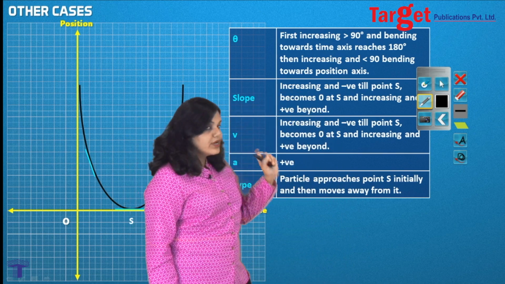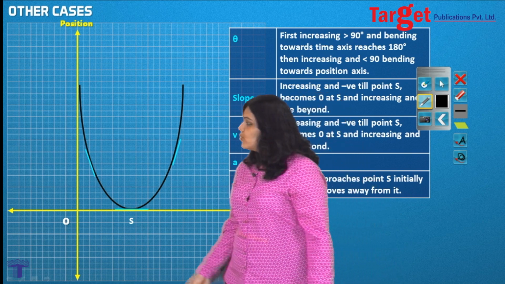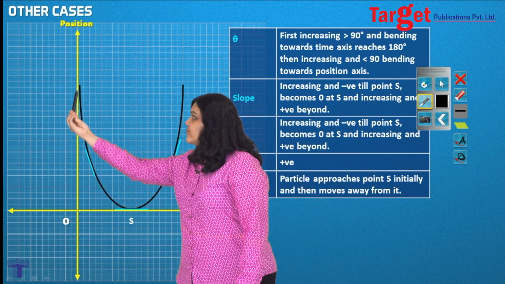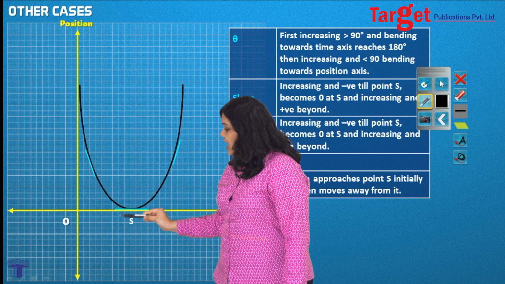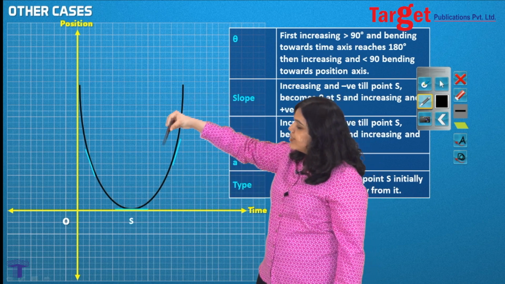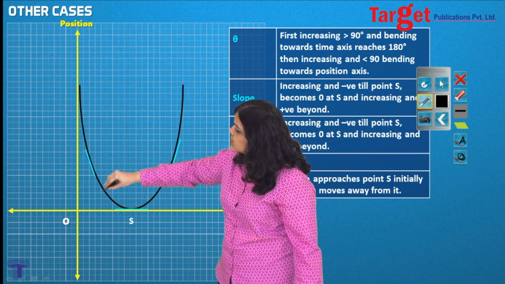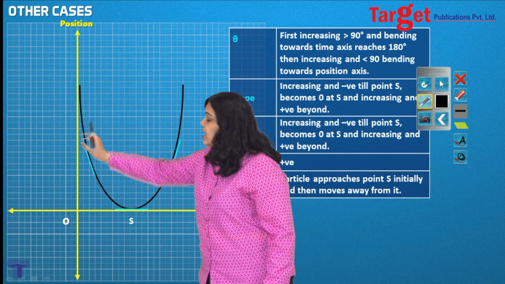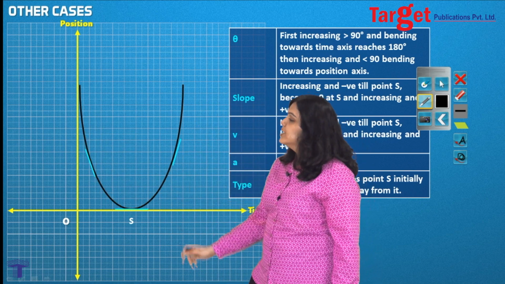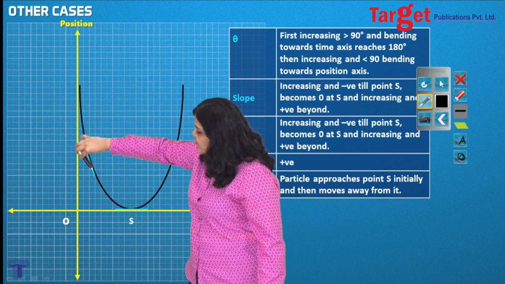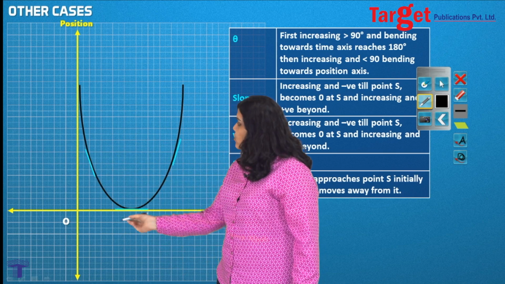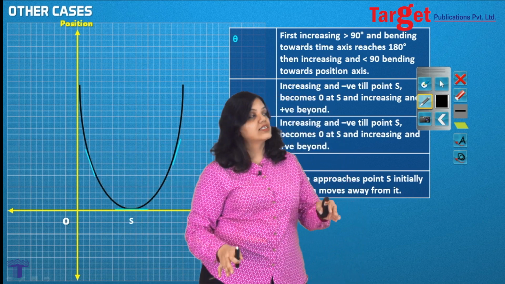What about the slope? The slope is always increasing. So you can see that the slope here is going from minus infinity to 0 and from 0 to infinity. You see these lines have obtuse angles. So this is a negative slope portion and this is a positive slope portion. So here the slope is going from minus infinity to 0 and from 0 to infinity. So the slope is always increasing.